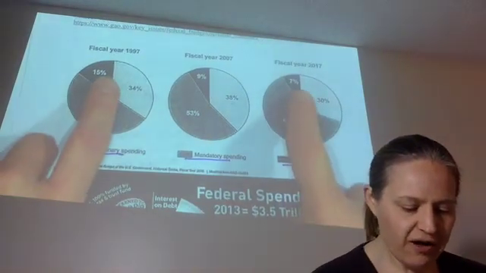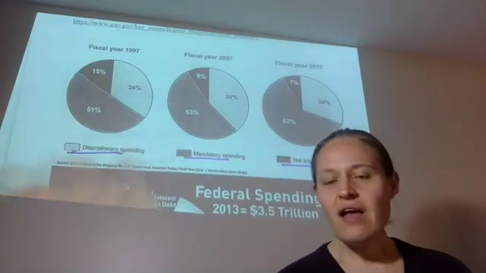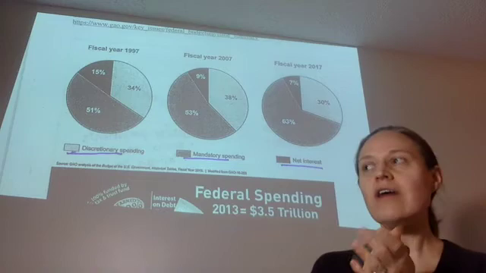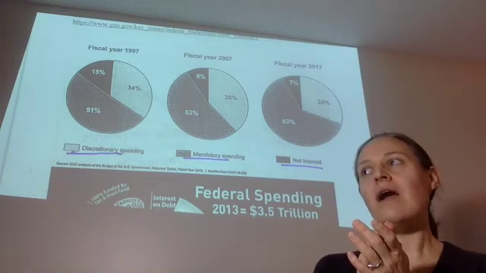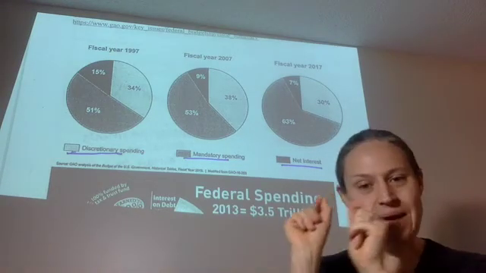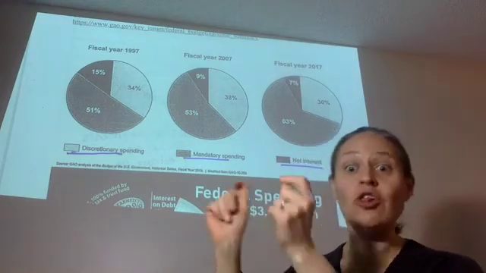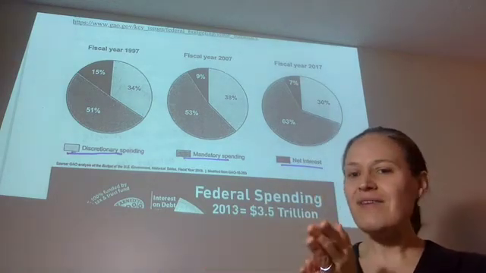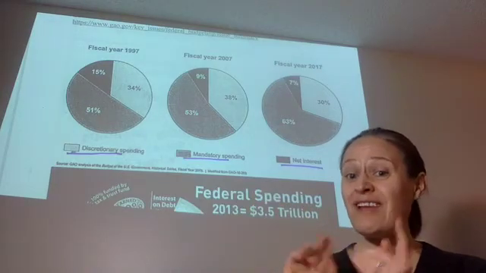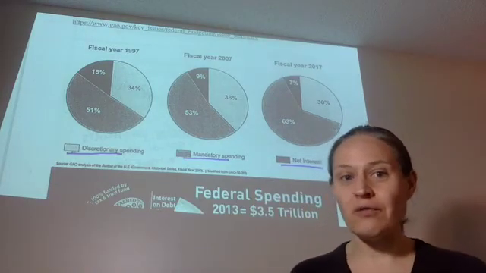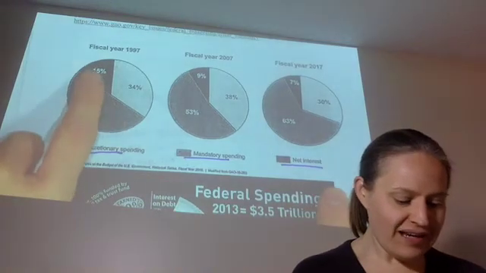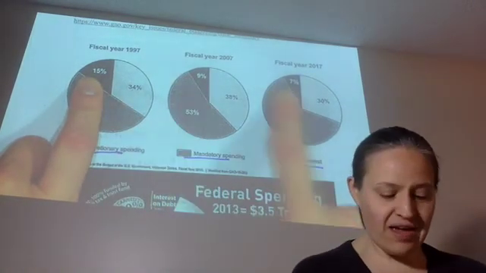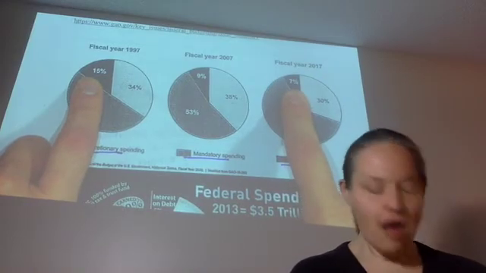So this darkest color, that's net interest. That's the percentage of the federal budget that gets used just for making the payments on the interest on the loans that the federal government has. So that's not even paying off the loans themselves. That's just paying the interest on the loans. And so in 1997, 15% of our budget was for that, and then 9%, and now 7%.